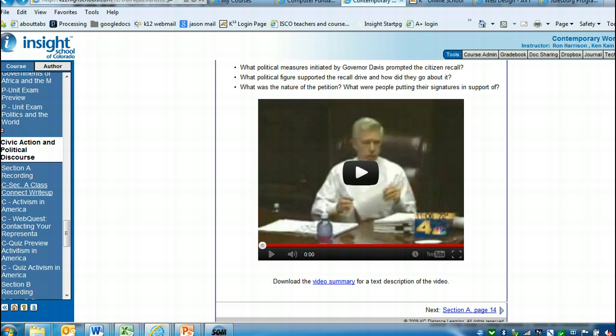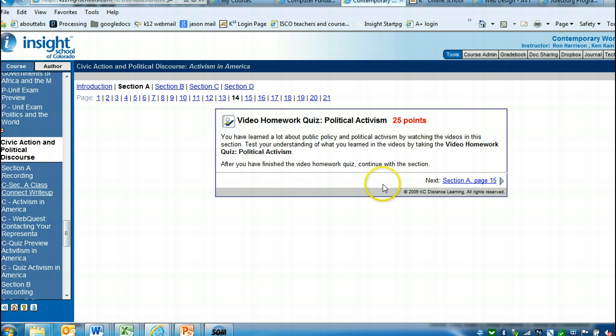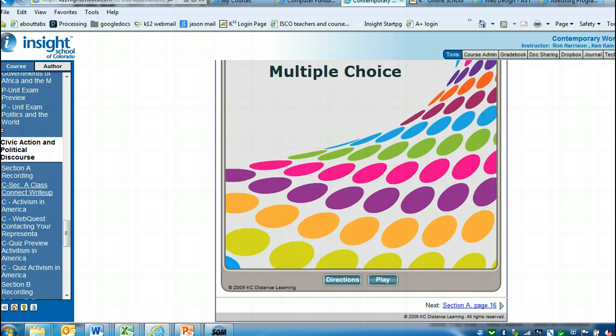But you can see that people can have lots of power even at high levels in government, because he was the governor of the most populous state in the country. Page 14, we don't do the video homework quizzes, so don't worry about that. Page 15, the self-check, so go through that, see what you've learned, so play that game.